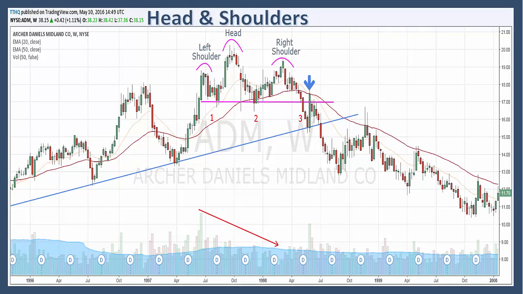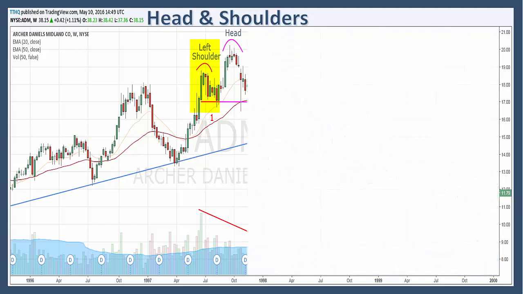So let's take a look at the head and shoulders pattern on ADM. Now we want to see a prior uptrend, and it's important to verify that the stock is in an uptrend for this to be a reversal pattern. Without a prior uptrend to reverse, there can't be a head and shoulders reversal pattern, or any reversal pattern for that matter. The first thing that forms is the left shoulder.